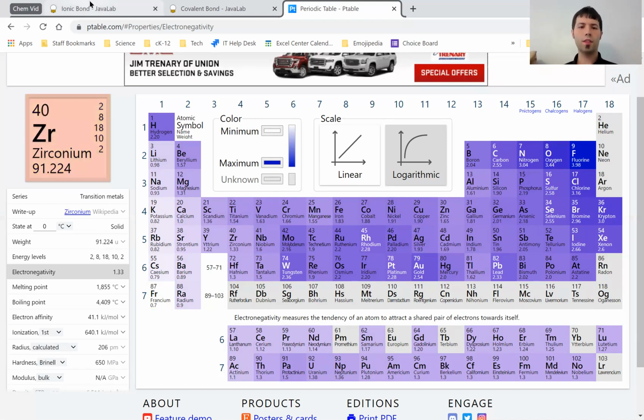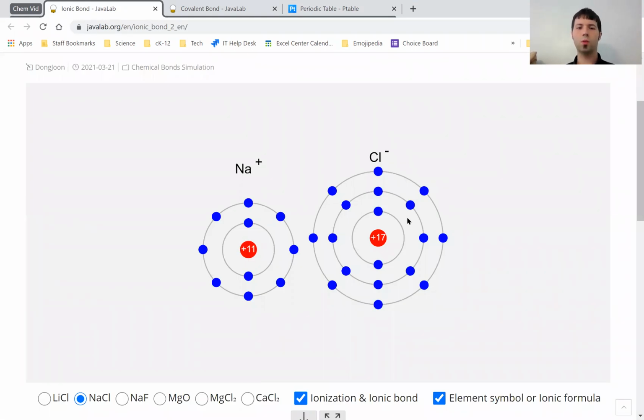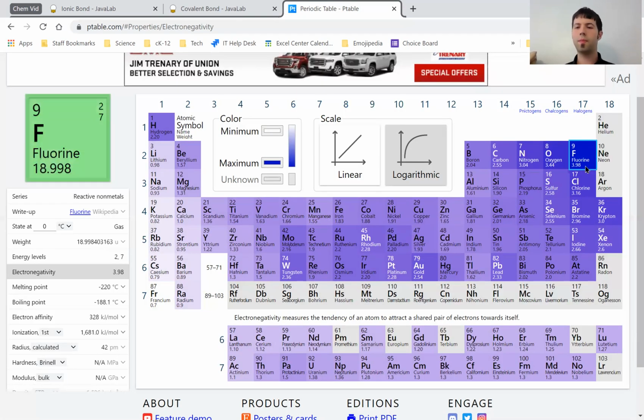So let's look at our first example, which is sodium and chloride. Sodium and chloride form an ionic bond, but how would we know that? By looking at electronegativity. It doesn't matter so much how much the electronegativity of a single element is. What you really want to look at is the difference in electronegativity between the two elements you're studying. Sodium is all the way over here on the left, and chlorine is over here on the right. The general rule is that if the difference in electronegativity is 2 or more, then it will form an ionic bond. So let's do the math.